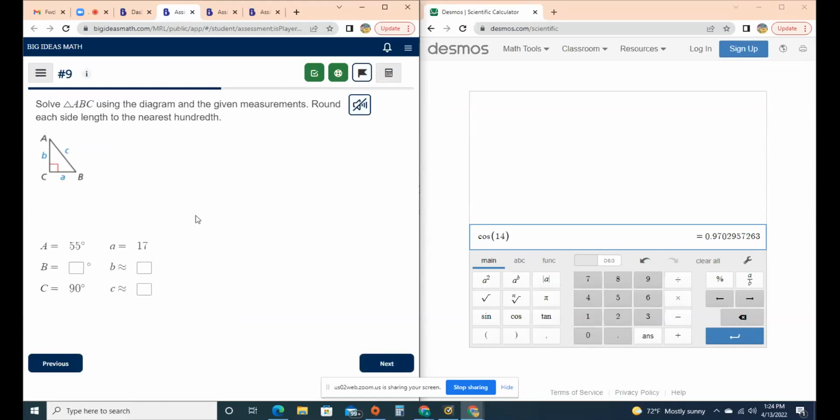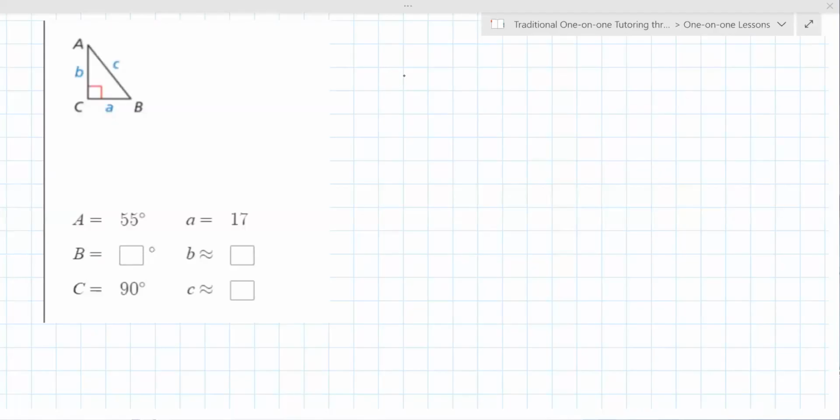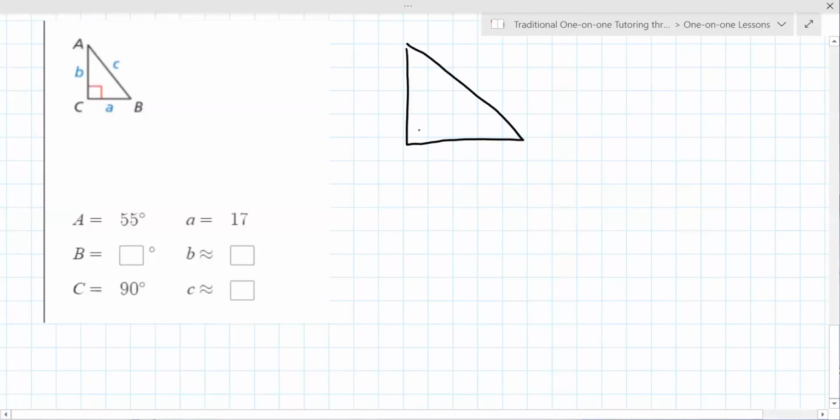For this one I will have to share my screen to be able to help you. The angle B you can actually find right away because the sum of the 3 angles has to add up to 180. You can see that A is 55 and C is 90. So B has to add up to 90 with the value of A. Sometimes you can get some of the information pretty quickly. So I'm just going to redraw the triangle over here. This is 55, this is 90, and then angle B is over here.